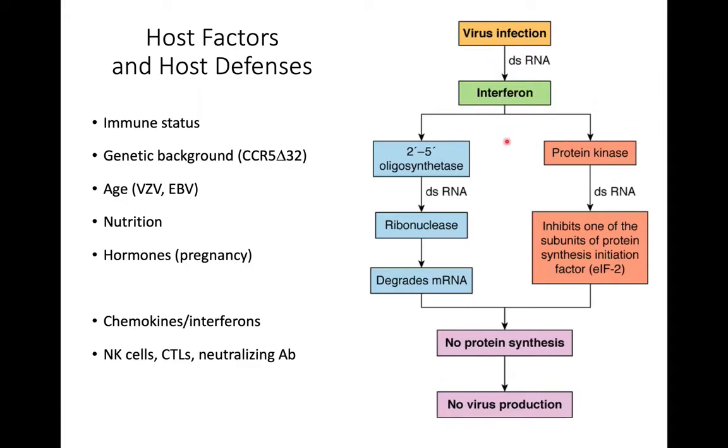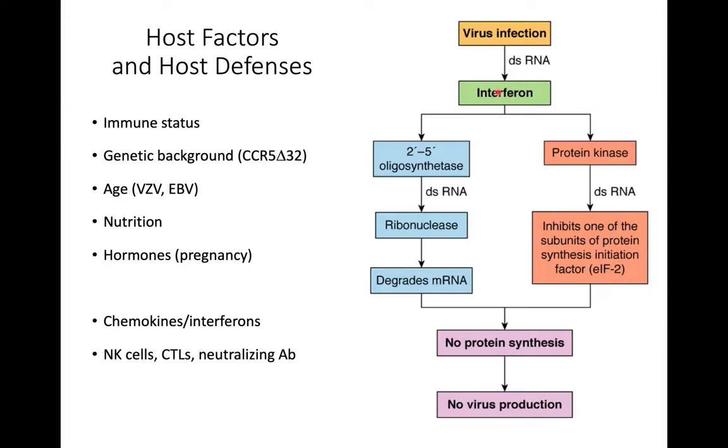Additionally, interferon production can turn on our protein kinases, again in response to double-stranded RNA. What a lot of these protein kinases do is they inhibit EIF2 alpha, or eukaryotic initiation factor 2 alpha, which is important for protein synthesis. Again, if we don't make viral proteins, we don't make viruses, our host doesn't get sick. So our body tries to shut everything down by the interferon pathway as soon as a virus is recognized.